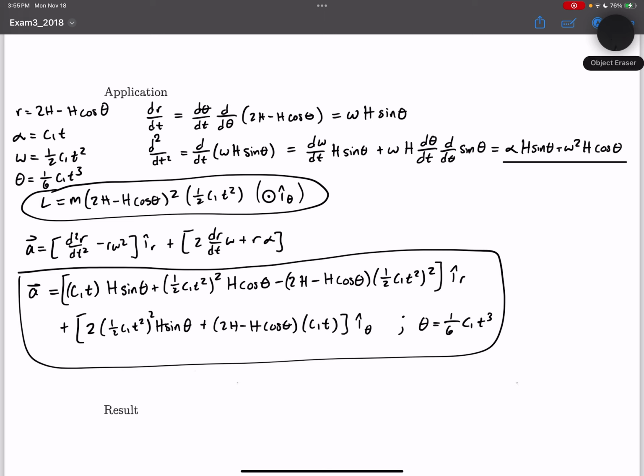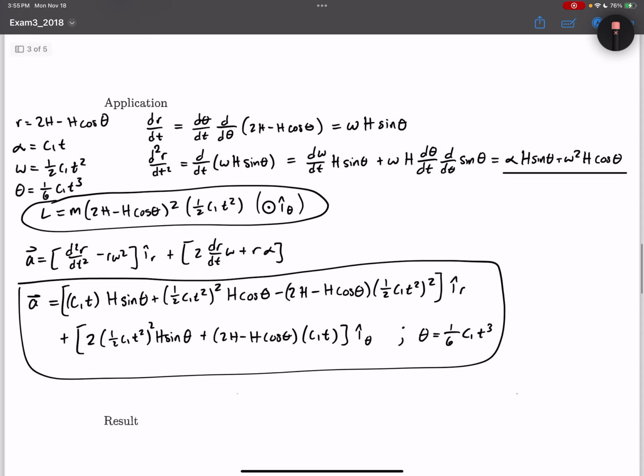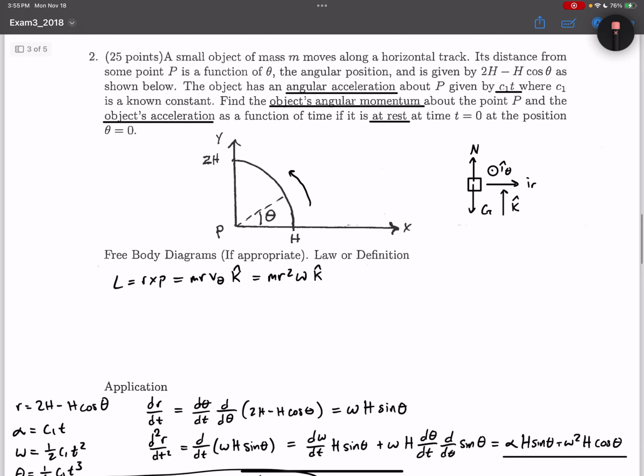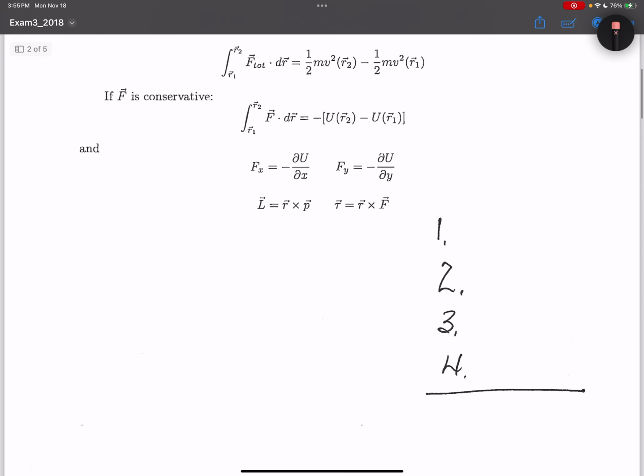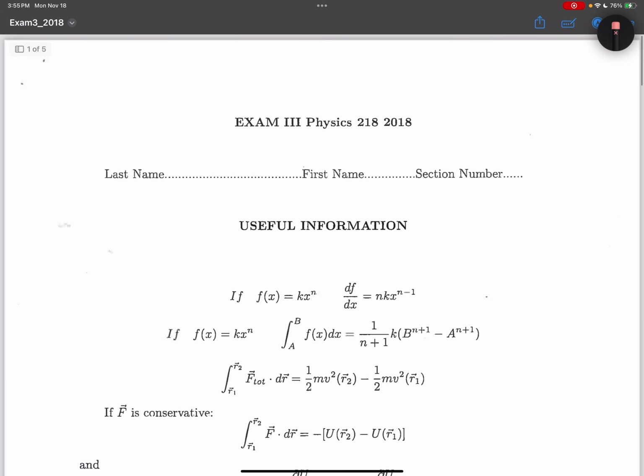But as long as you just remember, okay, I've got to cancel out these thetas here, that's ultimately what you're going to be doing. So yeah, and then you just plug it all back in. But yeah, that is Exam 3 2018.